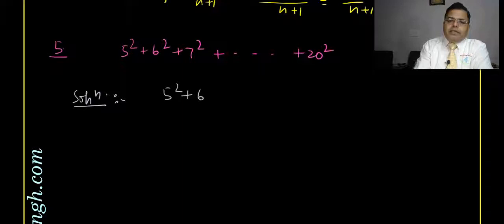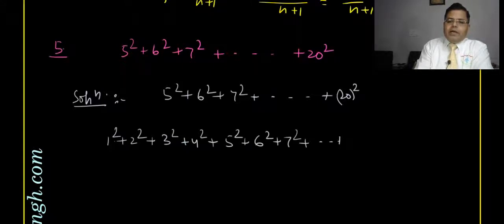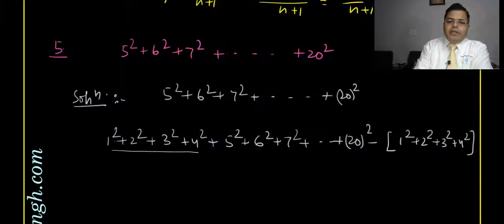The solution can be written as 5 square plus 6 square plus 7 square up to 20 square, isn't it? So that can be written as 1 square plus 2 square plus 3 square plus 4 square plus 5 square plus 6 square plus 7 square up to 20 square, right? Minus 1 square, 2 square, 3 square, 4 square, because I have added all these here, so we can subtract them.